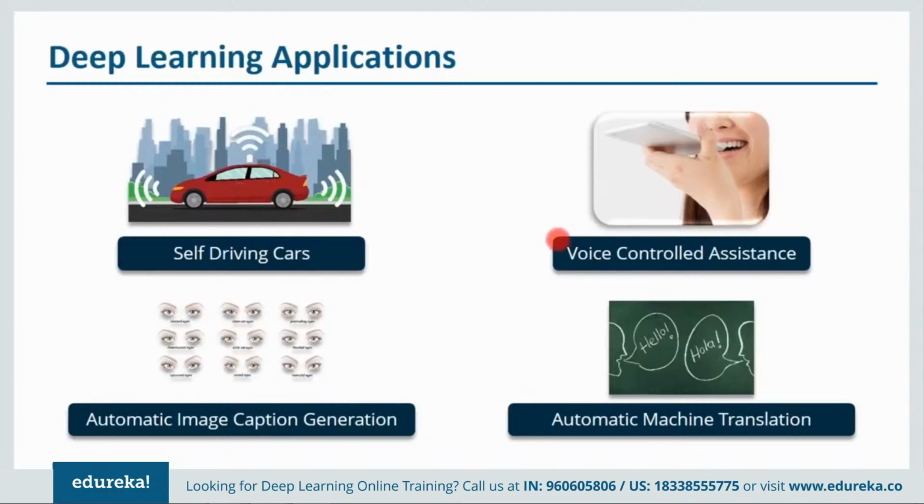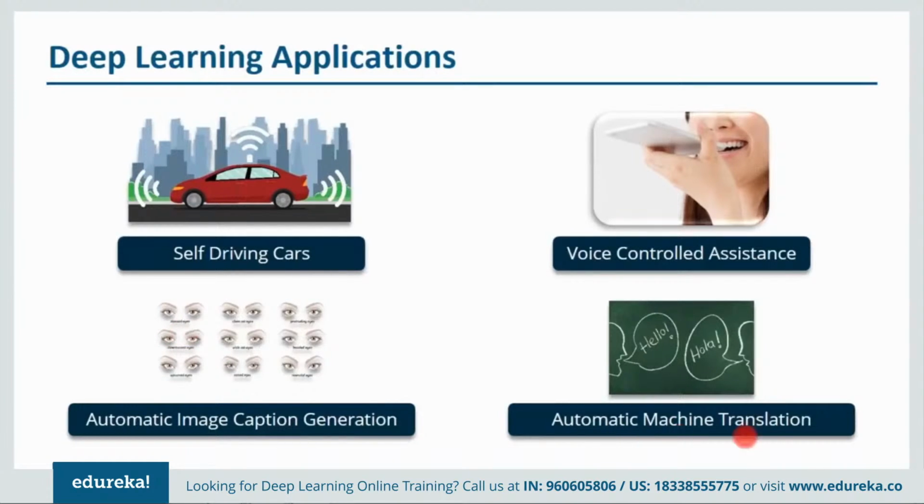Then when we talk about voice control assistants, I'm pretty sure you must have heard about Siri. All the iPhone users know about Siri, right? You can tell Siri whatever you want to do, and it'll search it for you and display it for you. Then there is automatic image caption generation. Whatever image you upload, the algorithm will generate the caption accordingly. For example, if you have blue colored eyes, it will display a blue colored eye caption at the bottom of the image.